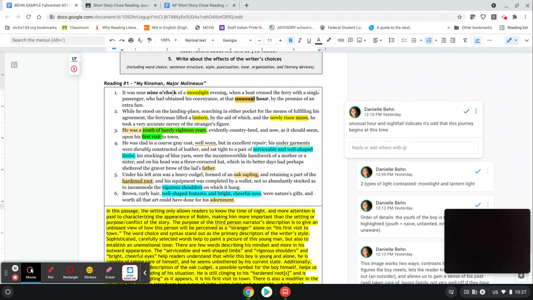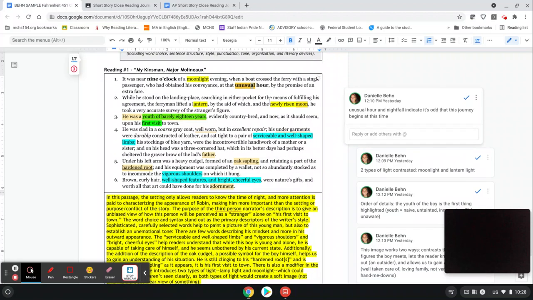I noted that the setting is referred to a few times. They talk about how his journey is beginning at night. He arrives in this new town at 9 o'clock. They mention that it's an unusual hour. So in a close reading, I might say that the unusual hour and the nightfall indicate that it's odd that his journey is beginning at this time. Maybe that makes it a dark purpose.